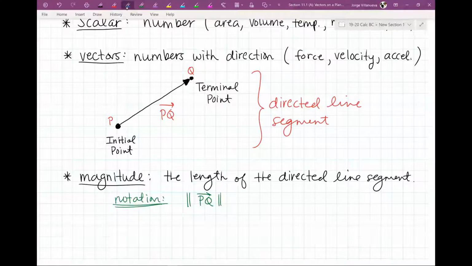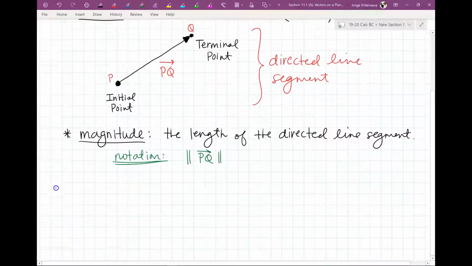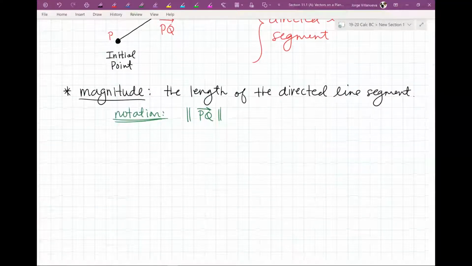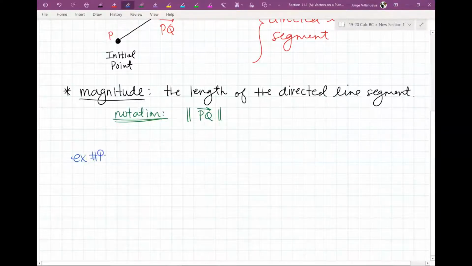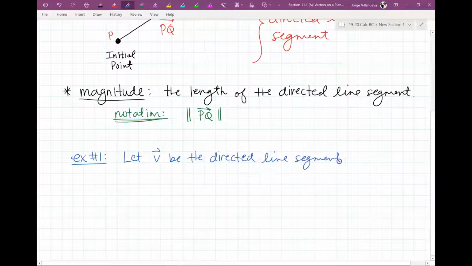Now, really quick, let's do an example. And you might say, well, I haven't even learned enough of this stuff, how am I going to do an example? Well, most of this stuff you already know how to do. We're just kind of changing the wording on it. So we're going to say, let vector V be the directed line segment from 0, 0 to 3, 2.